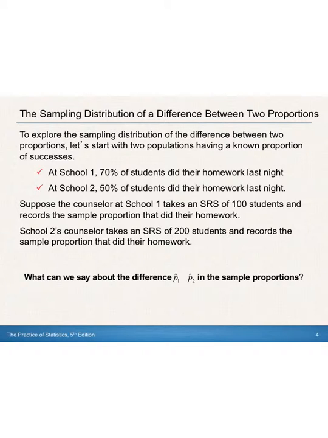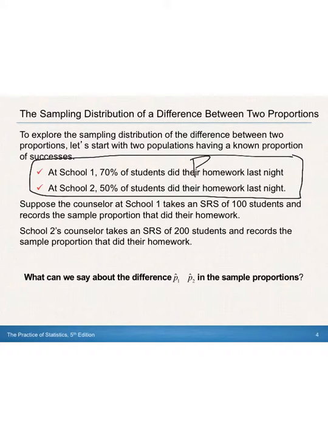This particular example asks us, once again, to assume something just so we can understand the mathematics behind it. We're going to assume we know that parameter p1 is that 70% of the students did their homework, and parameter p2 is that 50% did their homework. Now, we rarely know the actual population parameters, but we're using this to talk about how the sampling distributions of p hat 1 and p hat 2 look when you combine them, when you subtract them. Once again, we will rarely ever have the population parameter that clear.